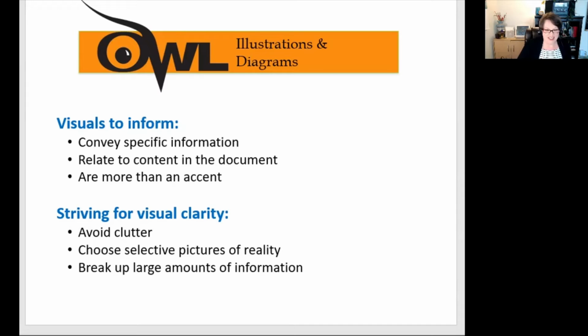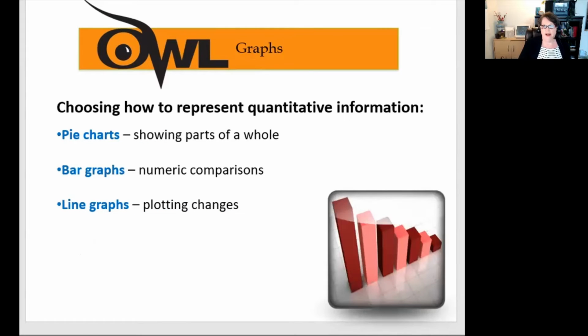That would just be ridiculous, right? So we make it manageable by piecing it out into manageable chunks, right? So we have visuals that will inform and have visual clarity so you're not cluttering, and it just does something for your audience's eye. Then we can talk about graphs.